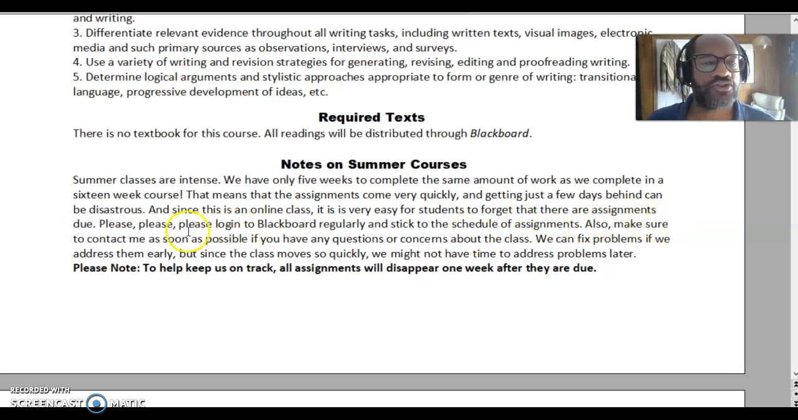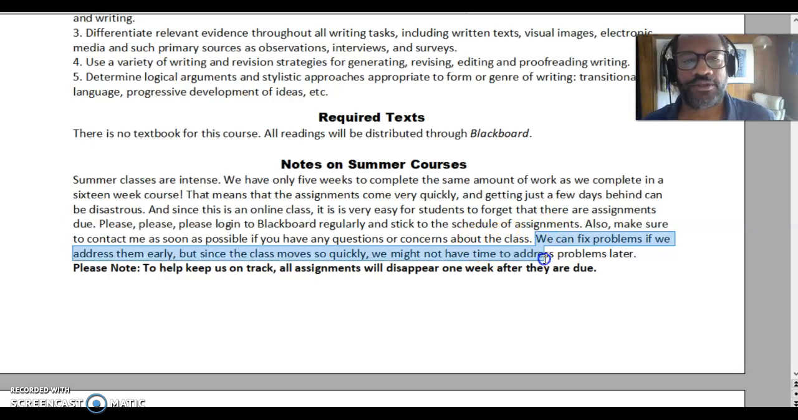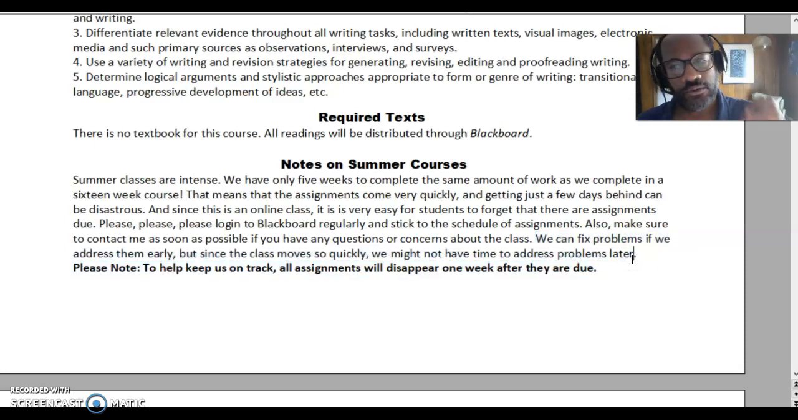Also, as I said, make sure to contact me as soon as possible if you have any questions or concerns about the class. I mentioned up above what my phone number is, what my office hours are, what my email address is, because you want to make sure to talk to me if you have any issues at all. We can fix problems if we address them early. But since the class moves so quickly, we might not have time to address them later, right? So make sure that you are keeping in contact with me.